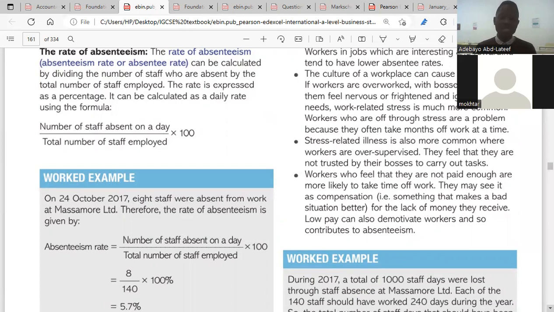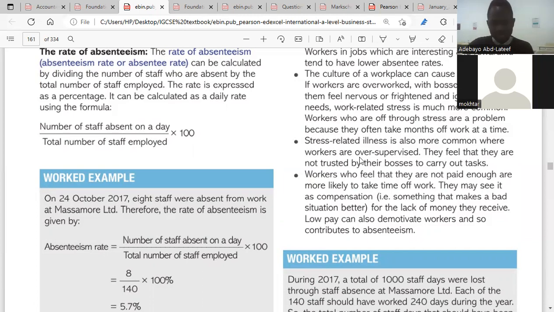Another factor that will determine the rate of absenteeism is how workers feel in the organization. Are they being treated well? Do they have bosses that appreciate their efforts or not? If they have bosses that do not appreciate their efforts, they might choose to take time off the work, which means the rate of absenteeism will increase.